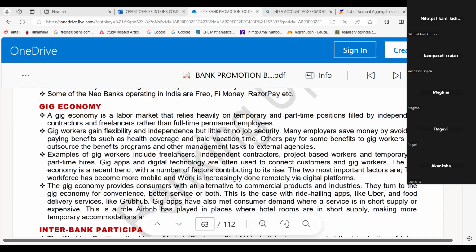Very good. This is also a good topic, common for both of you. Please read gig economy.